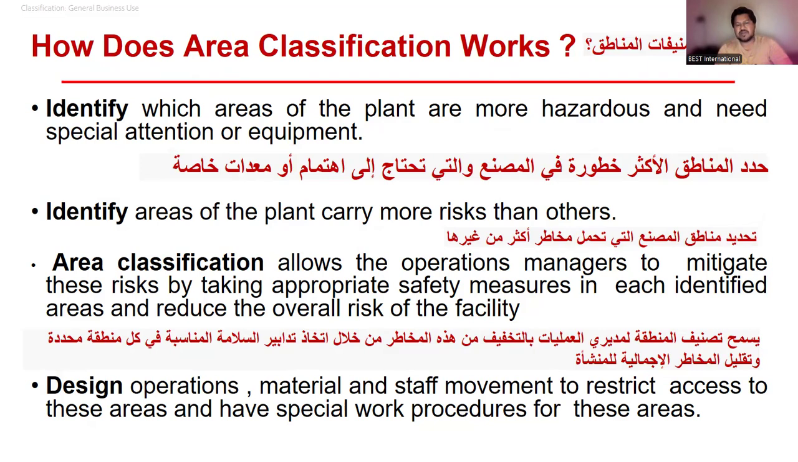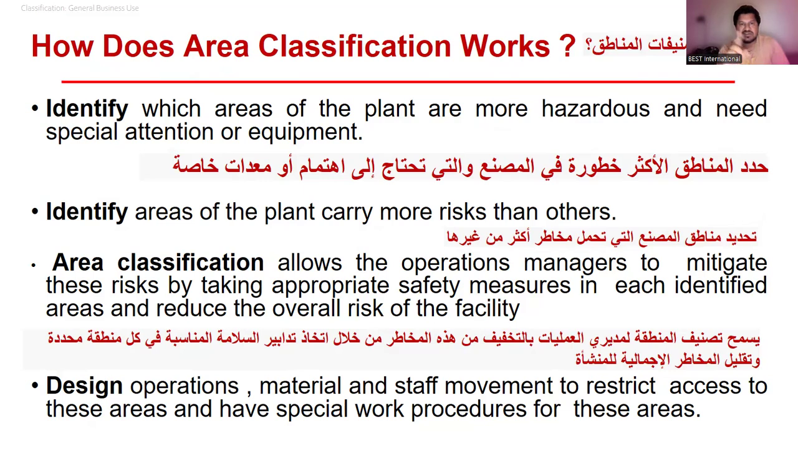Area classification makes sure it allows the operations managers to mitigate these risks by taking appropriate safety measures. Ultimately, operation is the leader of implementation. Whatever safety policies, procedures, SOPs, rules, work instructions, work permit system, operation is the department to make sure things are implemented. And if all safety measures are implemented, the probability will go down.